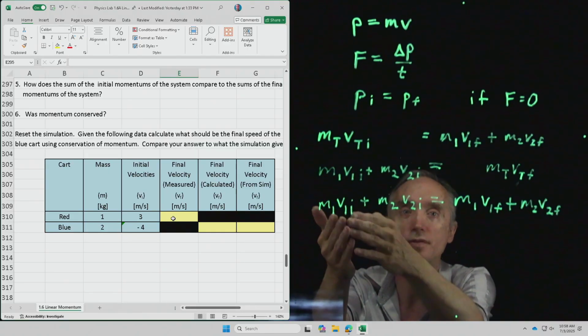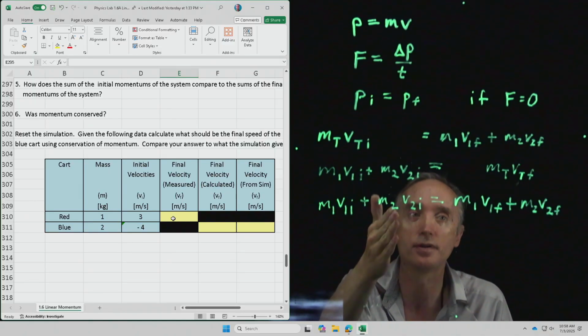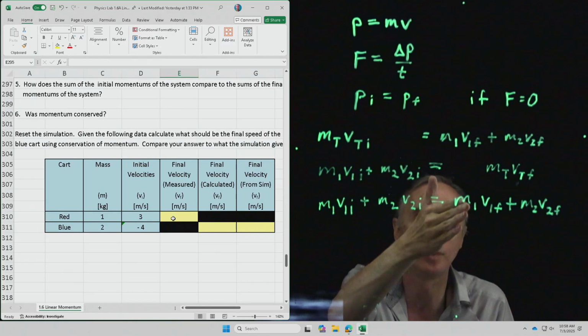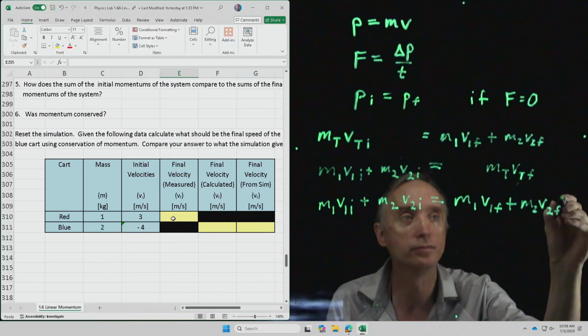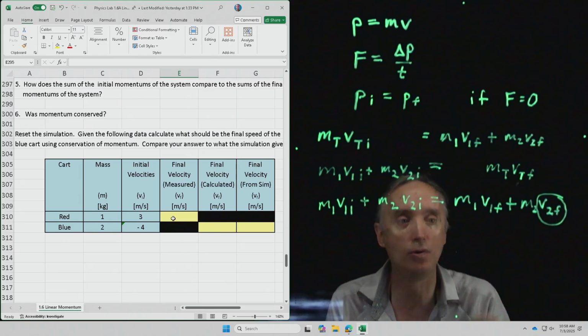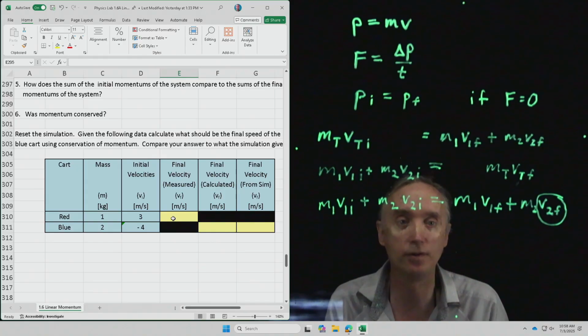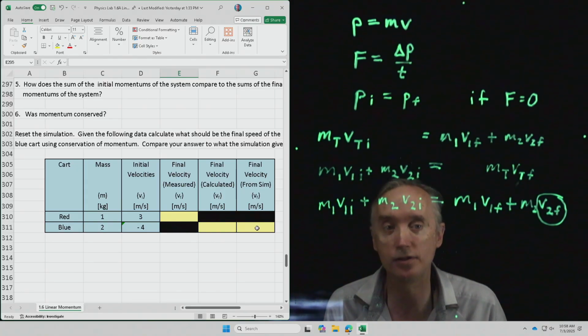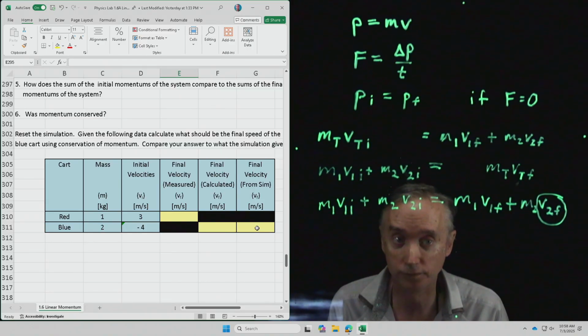Then you're going to use this formula, so you'll know this and this and this for the red one, but you won't know this one. So the goal is going to be to calculate that velocity. And then once you've calculated that velocity, compare it to what the simulation says. And how do you think they should be related? They should be the same. So hopefully they will be the same.